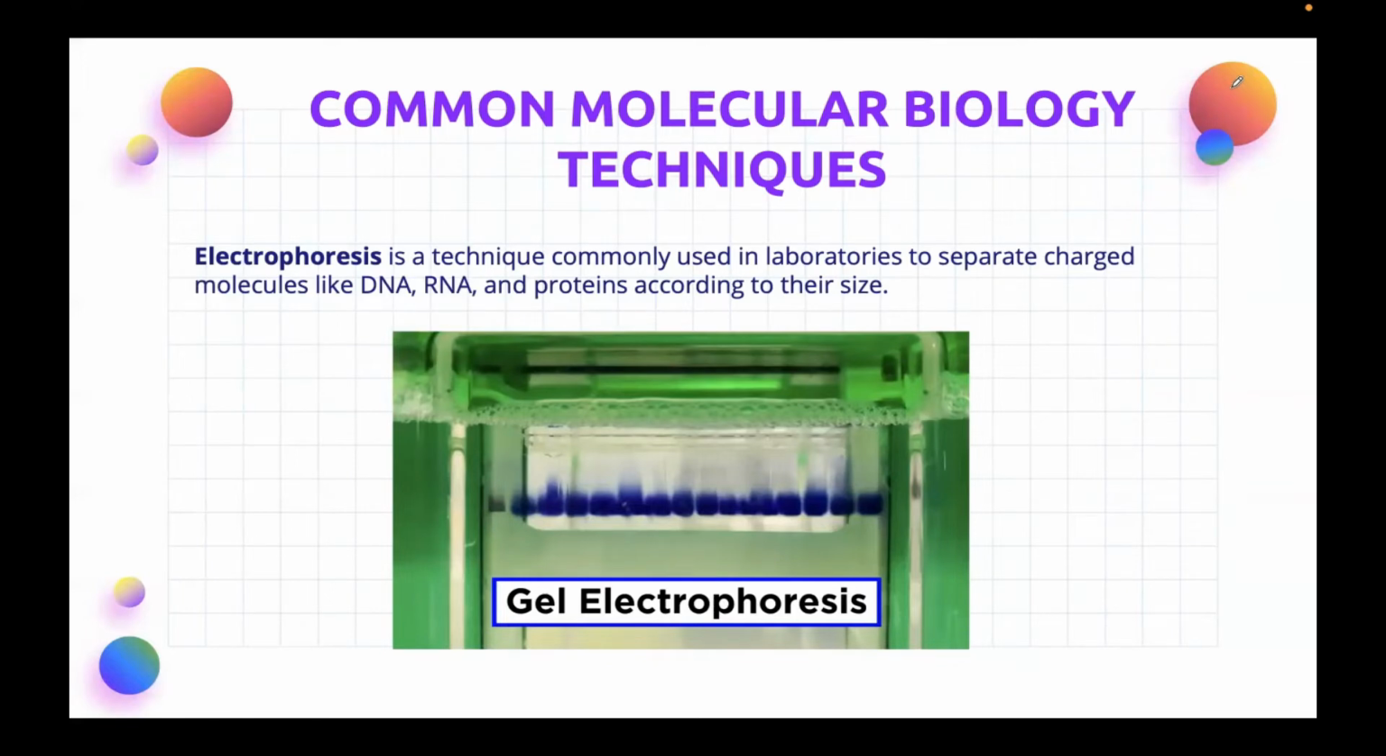And electrophoresis is a technique that is commonly used in laboratories to separate charged molecules like DNA, RNA, and proteins according to their size and charge as well. Madaming types or madaming examples ng medium that are being utilized for electrophoresis, but for molecular biology, it is gel electrophoresis that is widely used. So, how does gel electrophoresis work?